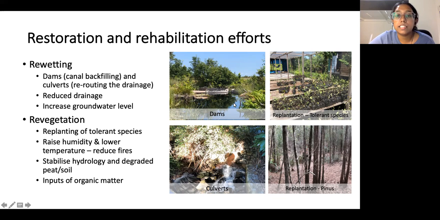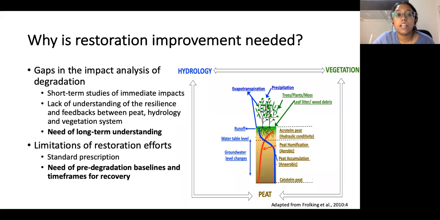And then revegetation is also the same for both sites. We see a lot of replanting of tolerant species, either native species, as we see in Sabangau peatlands, or pine species that were revegetated in those sand mining areas, which are not native but are able to tolerate a lot of harsh conditions. But the main objective is still the same. You want to try to raise humidity, lower temperatures, and reduce fires, stabilize the hydrology and degraded peat and soil to prevent erosion, and also have a constant input of organic matter so that you can build up your peat accumulation again. So why is restoration improvement needed, right?